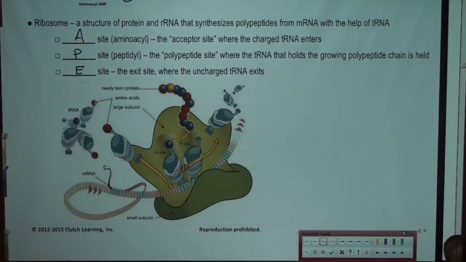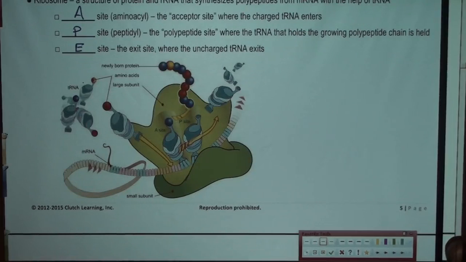Now, what we need to realize here is that if we're looking at this crazy looking picture, this is your mRNA strand, this thing. And then this big green thing here is the ribosome. The ribosome is made up of 2 parts. It's made up of the smaller subunit, and then it's made up of the larger subunit.